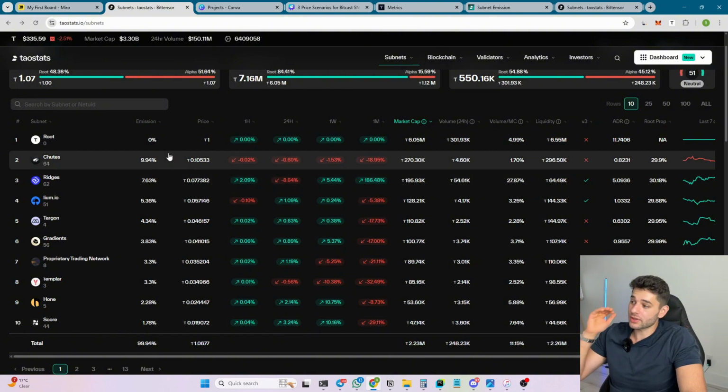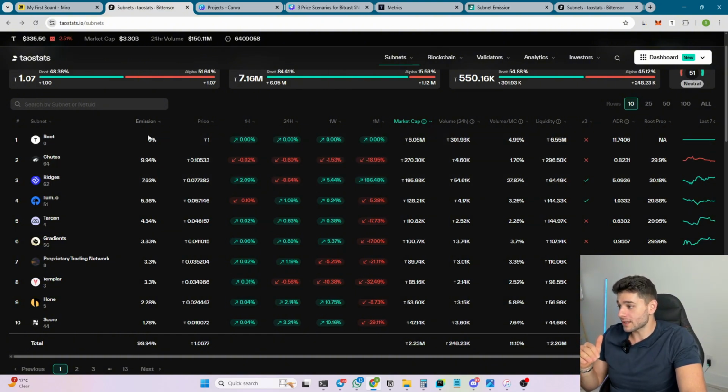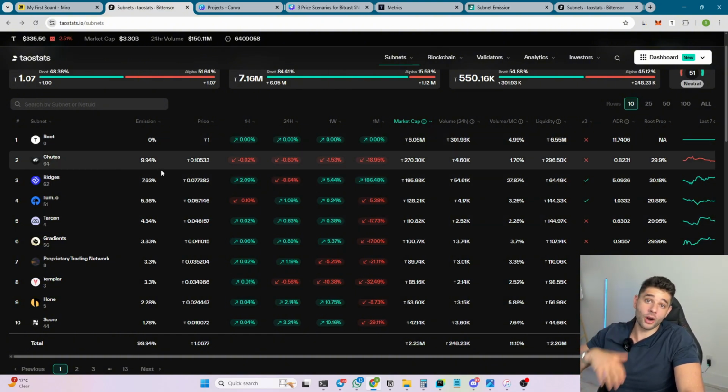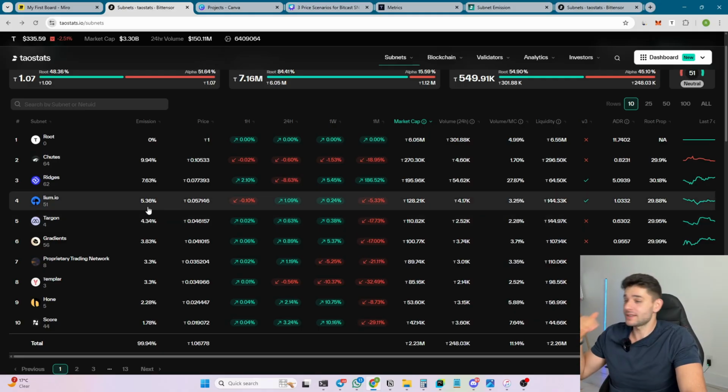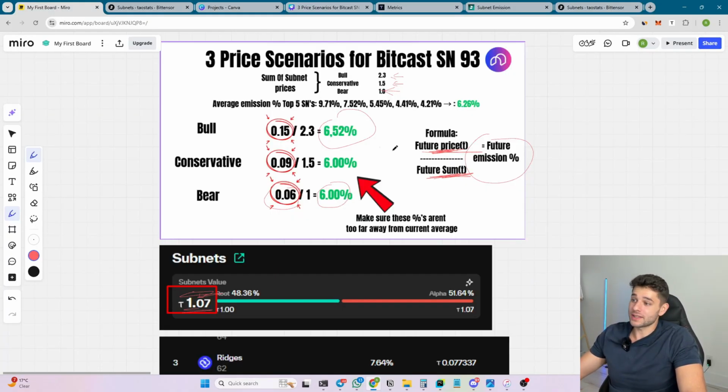And if you go to the top subnets right now, look at these emission rates. These aren't far-fetched from my analysis. Shoots has 10%, Ridges has almost 8%, Cilium has 6%. So it's nothing too crazy for me to ask 6% emissions from Bitcast, and this gives you the price, your sale price.